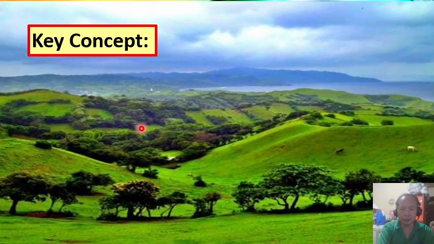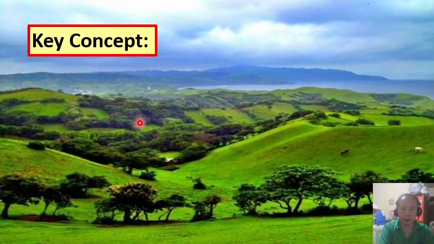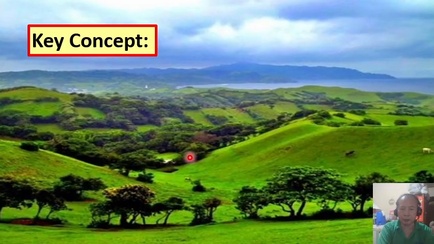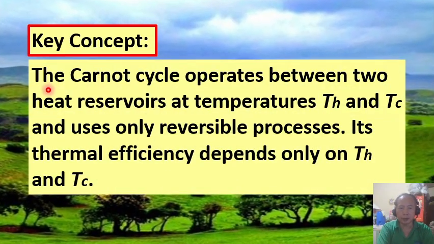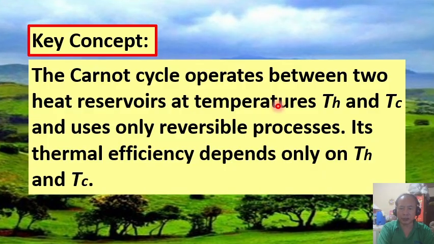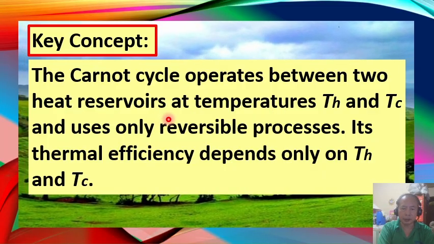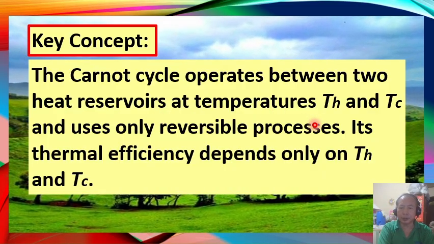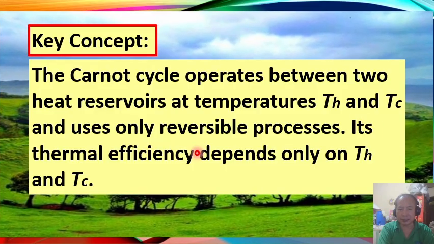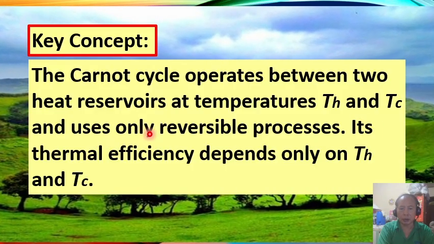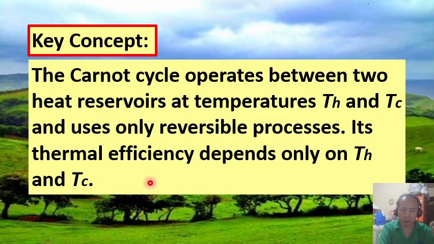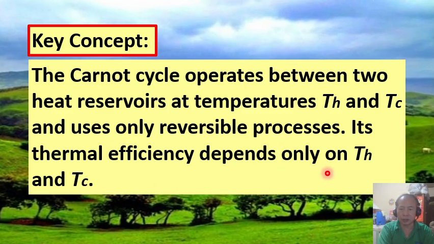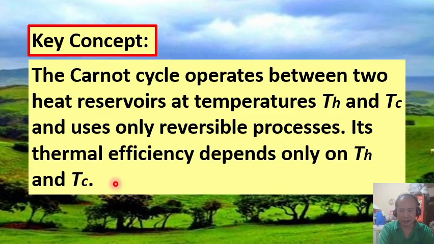Just before we end, let us reiterate the key concept that we applied in this problem. The Carnot cycle operates between two heat reservoirs at temperatures Th and Tc and uses only reversible processes. Its thermal efficiency depends only on Th and Tc.